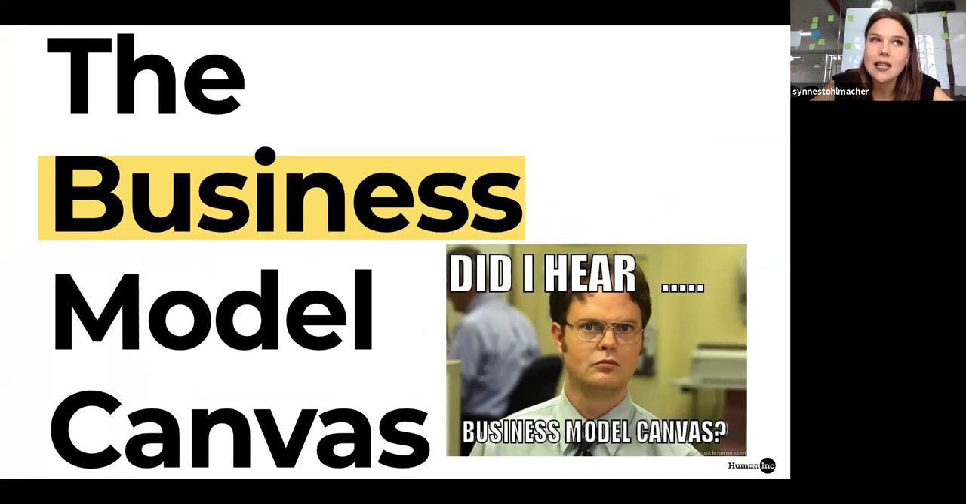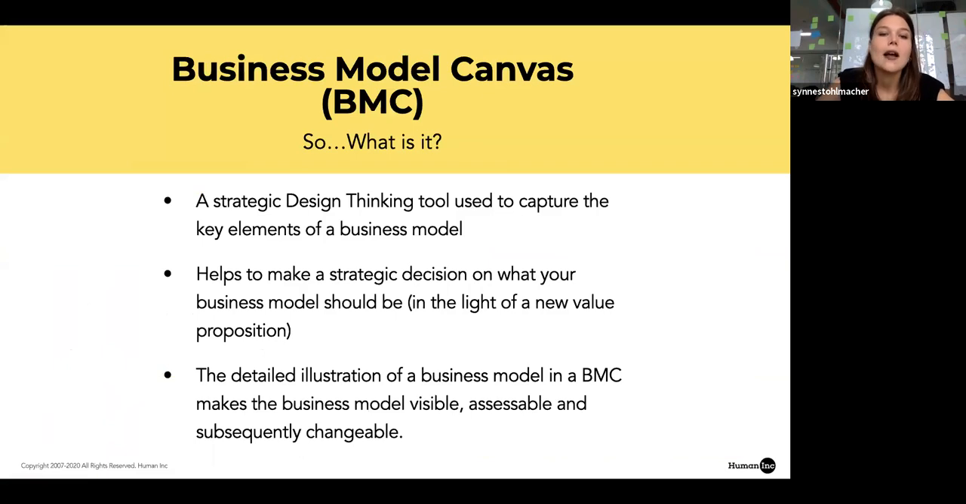Business model canvas is an extremely popular and widely known tool from design thinking. It's used both by startups, but it's also increasingly being used by corporates who want to look at how they can create new value propositions around their different products. A business model canvas is a strategic design thinking tool used to capture the key elements of a business model. It helps make strategic decisions on what our business model should be in light of our new value proposition. It is also a detailed illustration of a business model in a BMC that makes the business model visible.